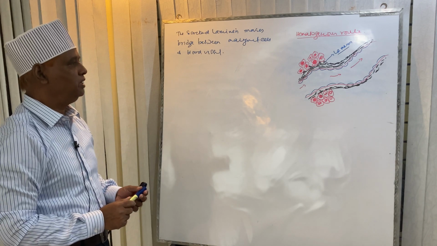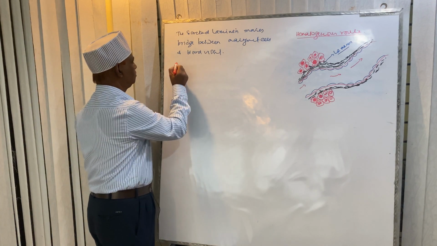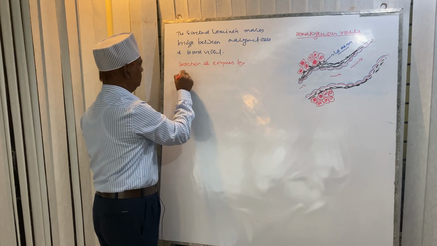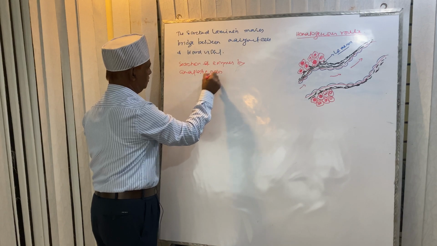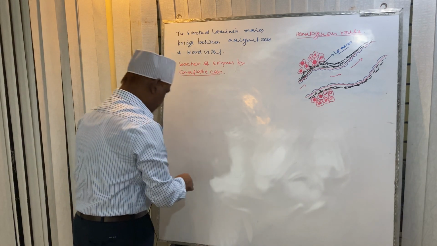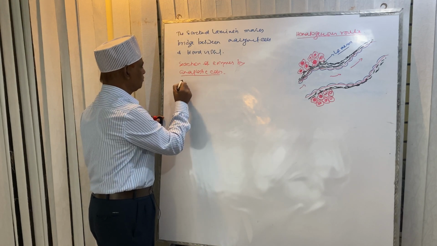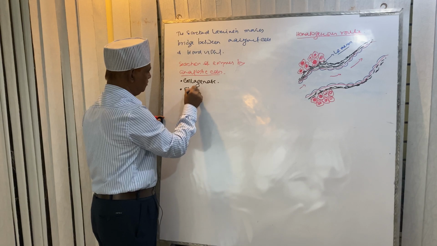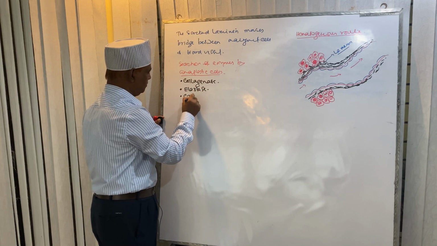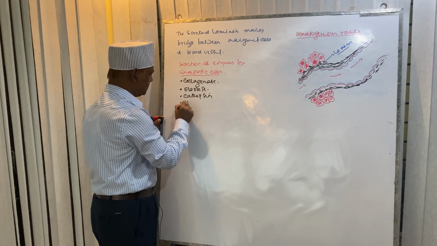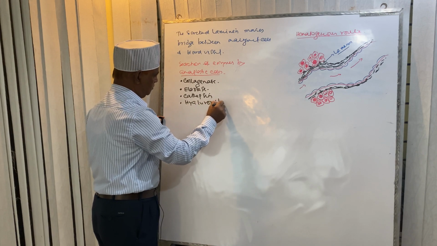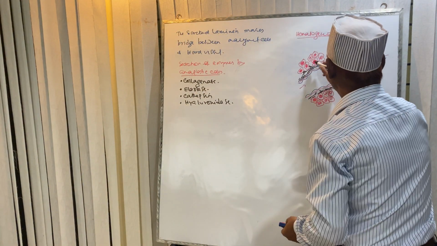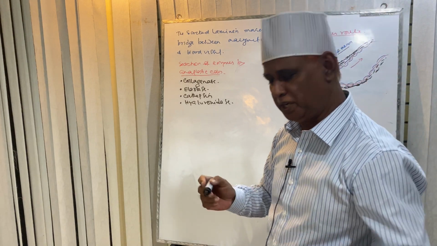Now, come to secretion of enzymes by the anaplastic cells. The enzymes are collagenase, elastase, cathepsin, hyaluronidase, etc. These are the enzymes secreted by the malignant cell. These are the enzymes secreted by the clone of cancer cells of the malignant tumor.